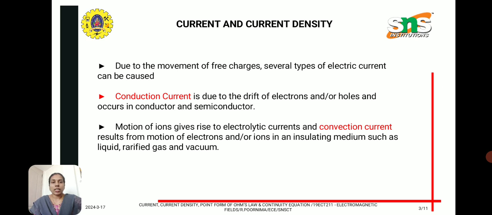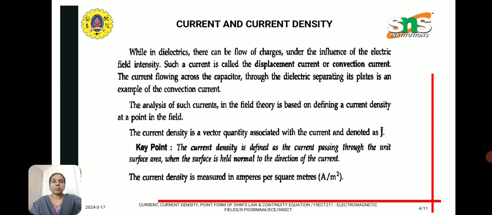The first one is conduction current, another is convection current. Conduction current is due to the drift of electrons and holes and occurs in conductors and semiconductors. Motion of ions gives rise to electrolyte currents, and convection current results from the motion of electrons or ions in an insulating medium such as liquid, gas and vacuum.